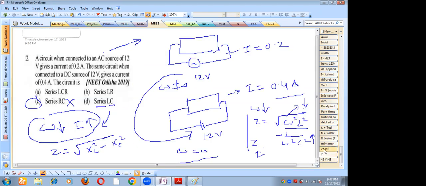But according to the given situation, current is increasing, right? Current is increasing. So C cannot be the answer. Got my point? Yes, sir.